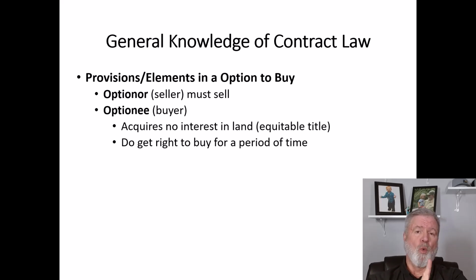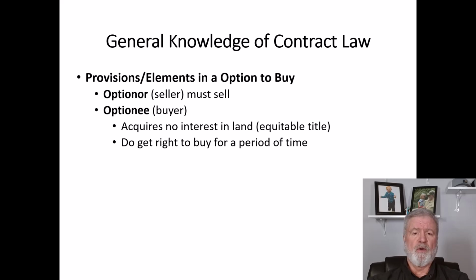So because you only have one party that's currently bound to this contract, then what kind of contract would an option to buy be? That's a unilateral contract. Remember, uni means one. So an option to buy is considered a unilateral contract, because there's only one party that's bound to the contract. Now, when we enter into this option to buy, you'll see here where the buyer acquires no interest in land. You do not own any interest.